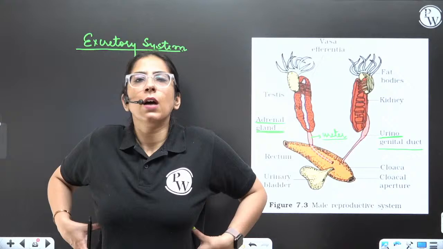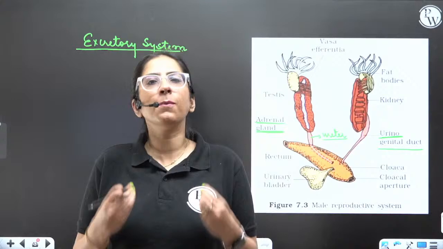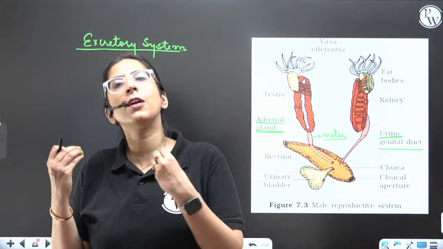So, a pair of kidneys, they have adrenal gland also. In the kidneys, uriniferous tubules or nephrons are present, which secrete urine. Urine enters into the ureter. In case of male, the ureter is also termed the urinogenital duct. Why? Because it carries sperms also.